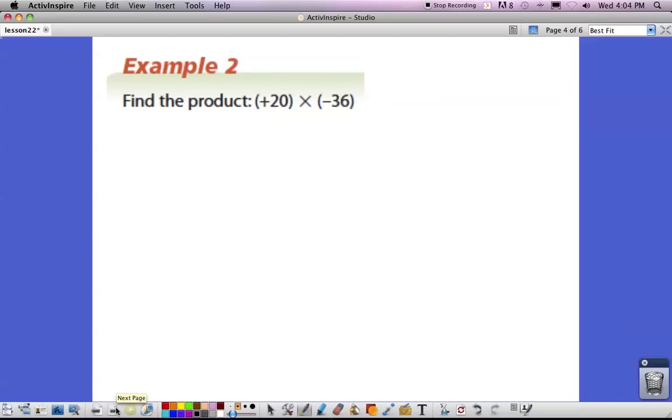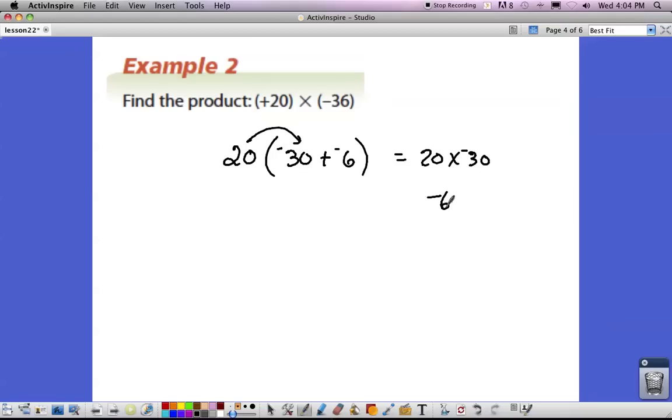Well, let's use the distributive property. Let's break it up. So we've got 30 and 6. Don't forget the negatives, because you're going to have to do the multiplication. So 20 times negative 30 gives you negative 600, as the signs are different. 20 times negative 6 gives you negative 120. Okay, you add those things together, you end up with negative 720.